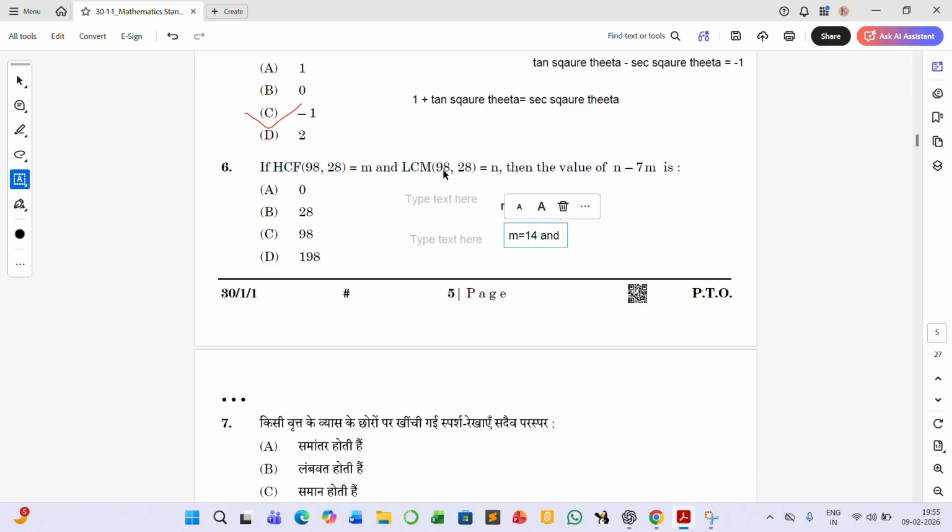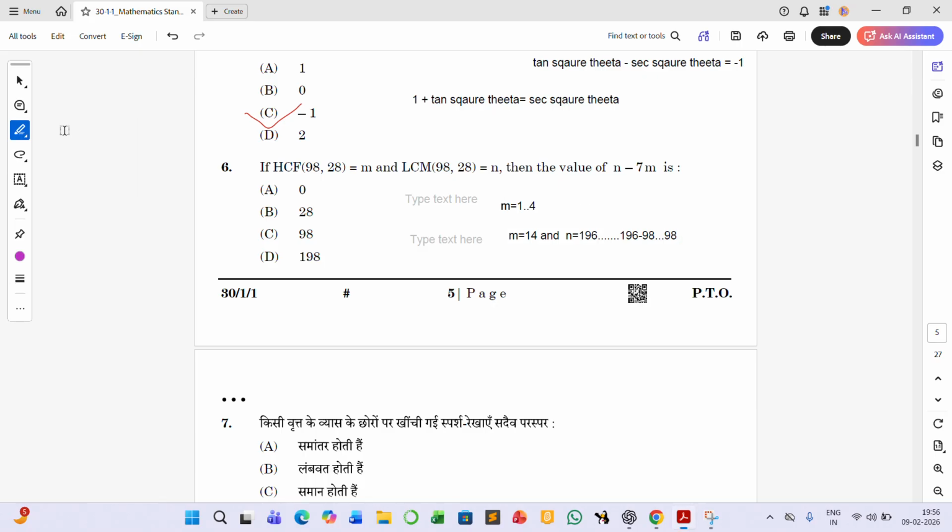What is N? N is the LCM of 98 and 28. So the lowest common multiple of both, through which both get multiplied. So 98 into 2 is 196, so N is equal to 196. Now what is asked is N minus 7M. So N minus 7M, that is 196 minus 7 into 14, so that's 98. So the final answer is 98, right?